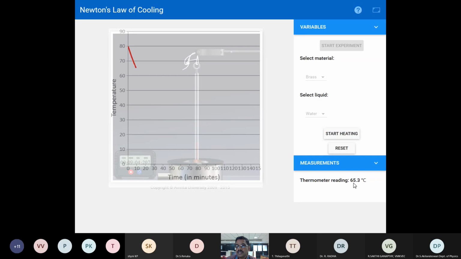Similarly, I can note down for 65. For every 5 degree fall, I can easily note down the time taken, and I can parallelly draw the graph as the system does.